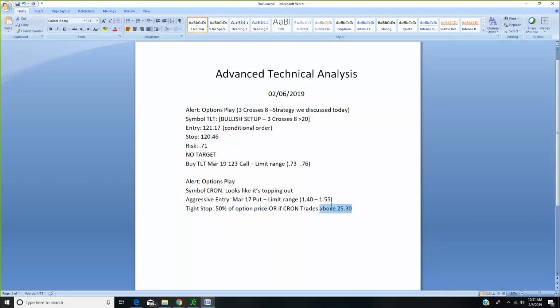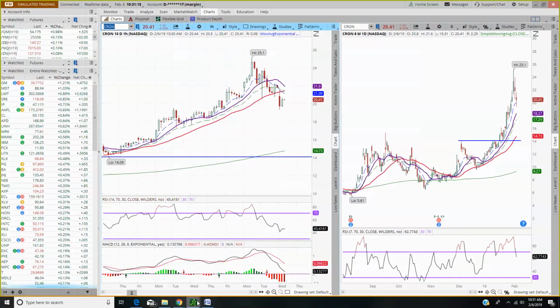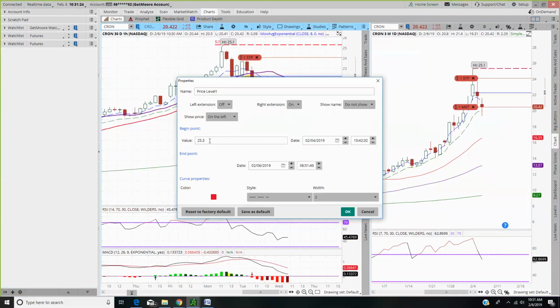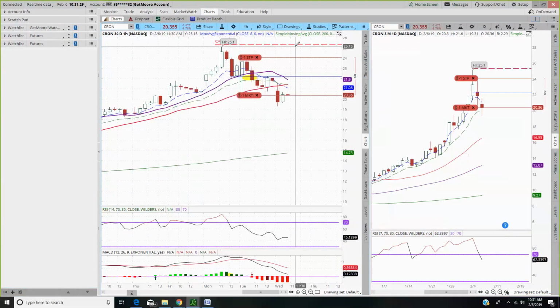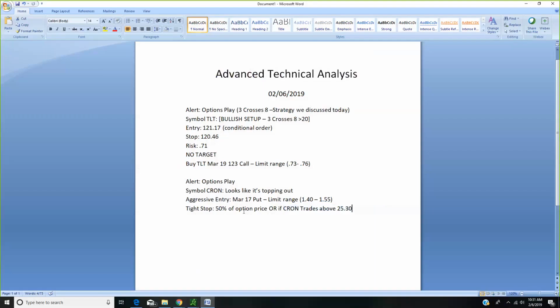And then, or if Cron trades above. So what I did was, again, I'll show you. What I did was, in real money, I put a line up here. I drew a line just like we did a minute ago, and I right-clicked, and I edited it, and I put 25.30, and I made it red. I want to visually see what my stop loss is. Visually. 25.30. Right? Now, that's one choice. The second one is or 50% of the option.